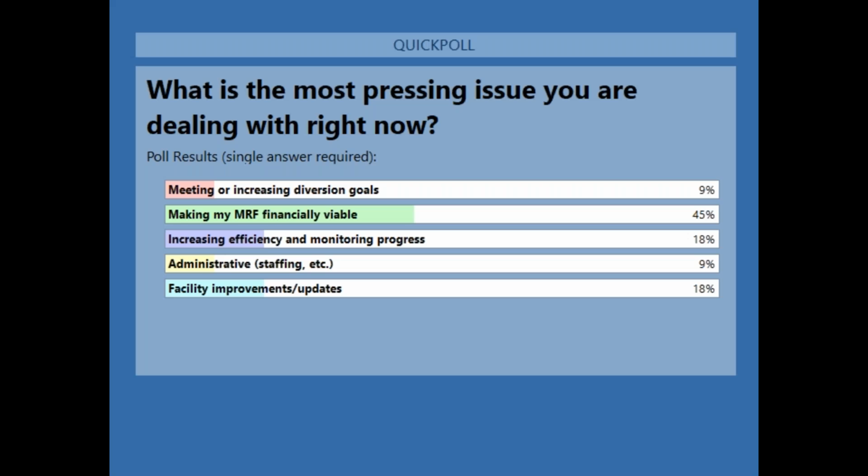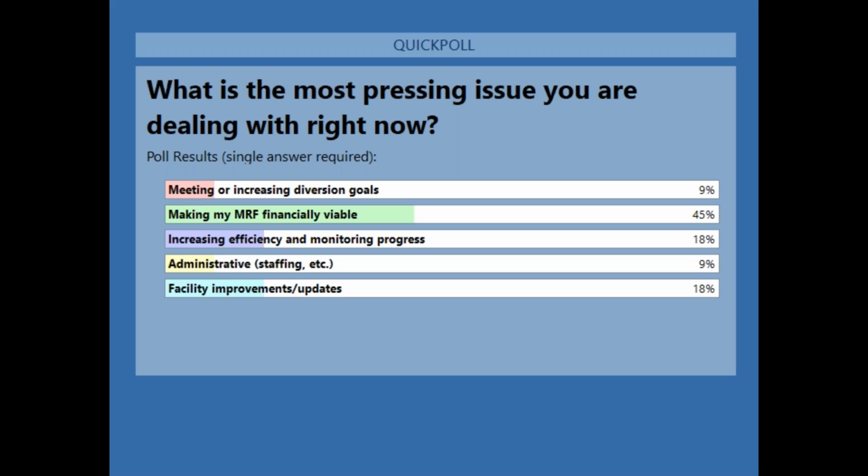So today we have 9% focused on meeting or increasing diversion goals. 45% are wanting to make their MRFs more financially viable. 18% are focused on increasing efficiency and monitoring progress. Also 9% are looking at administrative issues, and 18% are looking at facility improvements or updates. Okay, so that's quite a spread.